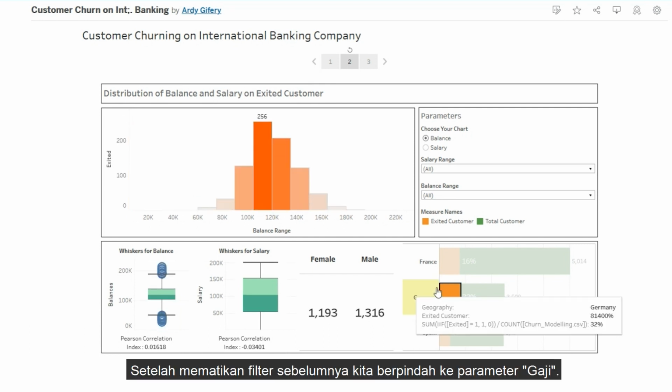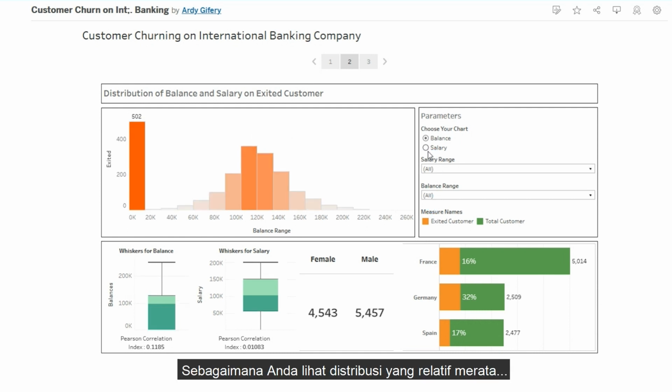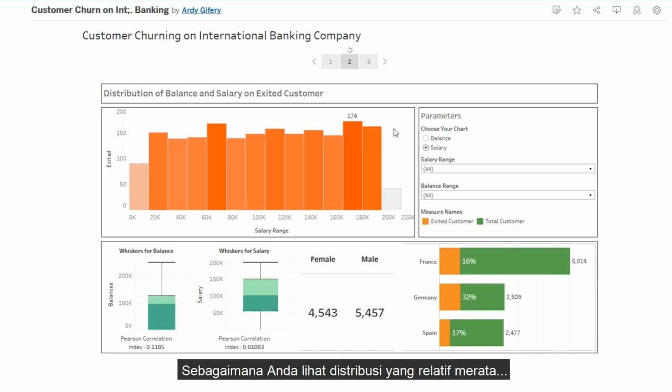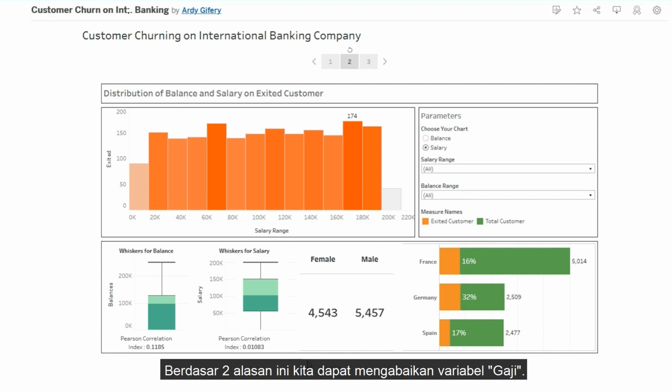After deactivating the previous filter, we move on to the salary parameter. Here we can observe the relatively even distribution of salary among the exited customers. Additionally, the Pearson correlation index indicates a value of 0.01083, signifying a very weak correlation. Based on these two reasons, we can disregard the salary variable.